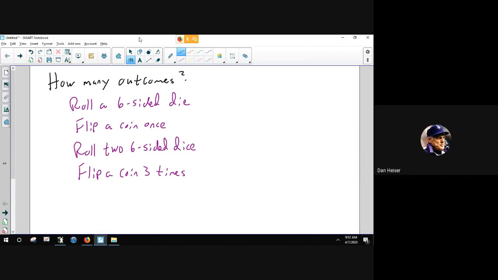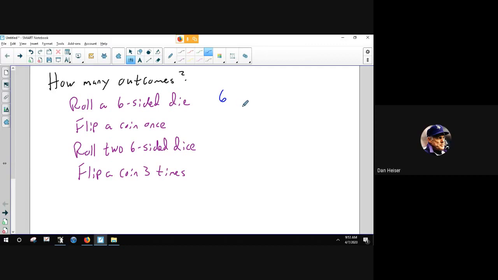In this lesson, we're going to start to get into the content of our next unit. Here I have a question and some examples. How many outcomes are possible? In other words, we're going to roll a six-sided die. How many possibilities could occur? Well, this die has six sides, meaning I could roll any one of six numbers.